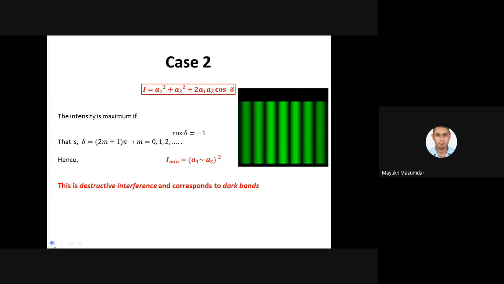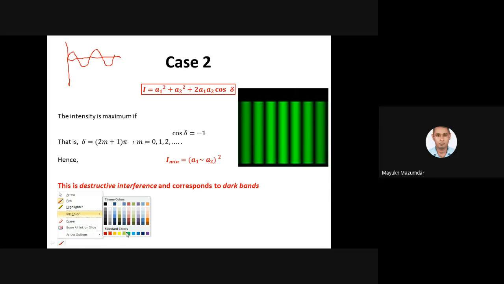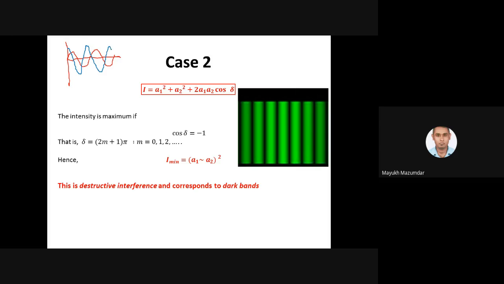Suppose I want to draw the first wave, y1, the first interfering wave. And suppose I have another interfering wave, y2. You can easily see that the amplitude of the second wave is more than the first, isn't it?